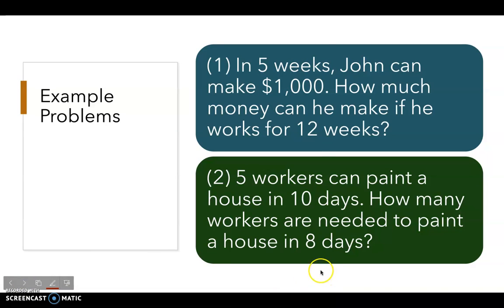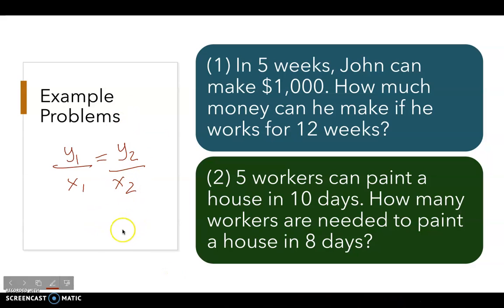So it says in 5 weeks John can make $1,000. How much money can he make if he works for 12 weeks? Okay, so basically let's think about this. Is this going to be an inverse proportion or a direct proportion? This is going to be a direct proportion because if you use common sense, you can think, oh, the more weeks he works, the more money he makes, right? That means the values are constant. So that means I'll be using the y1 over x1 equal to y2 over x2 formula, okay?